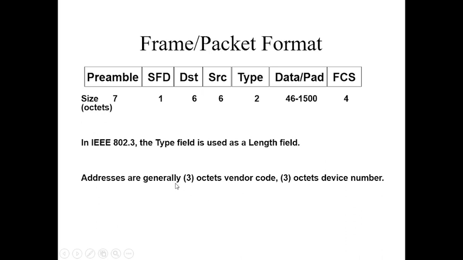Addresses are generally 6 octets: a vendor code of 3 octets and 3 octets of device numbers.